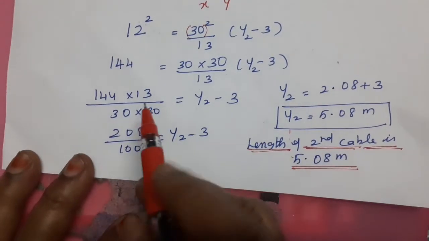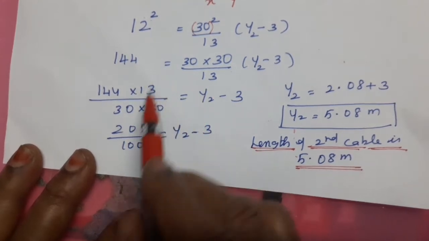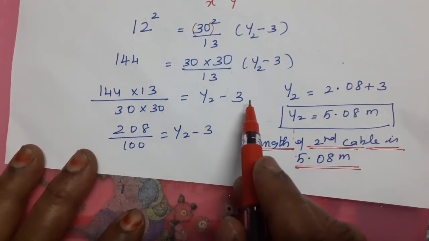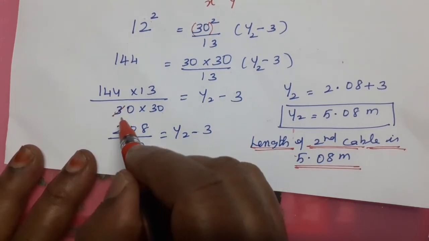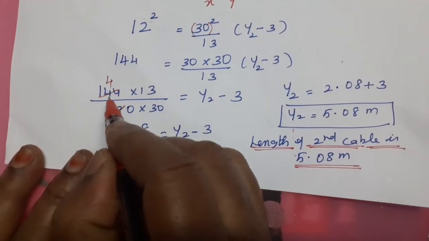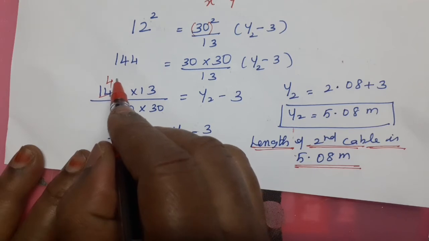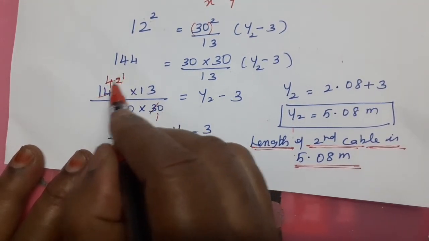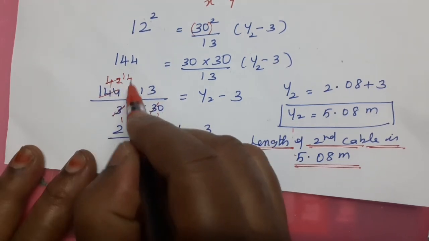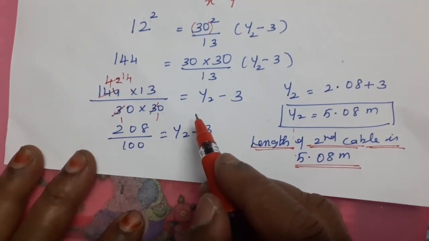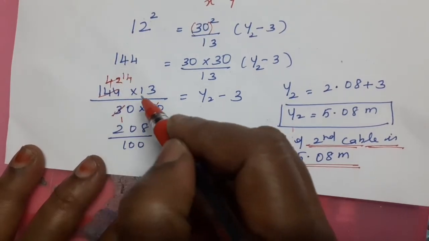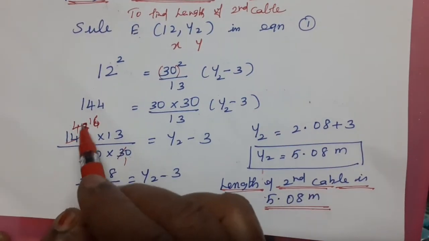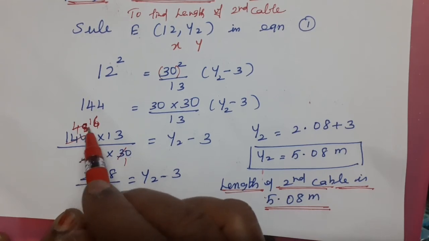This is the calculation part, very easy for you. 144 into 13 by 30 into 30 equal to y2 minus 3. Similarly, you cancel this one. 1 3 is 3. Here 4 3s are 12, balance is 2. Again 1 3 is 3, here 1 3 is 3, 4 3s are 12. 1 3 is 3, again see the calculation part. 1 3 is 3, 4 3s are 12, balance 2, 8 3s are 24.